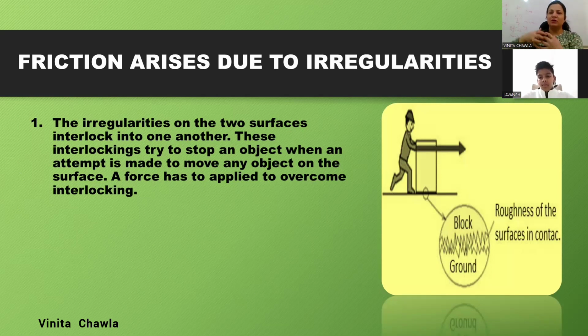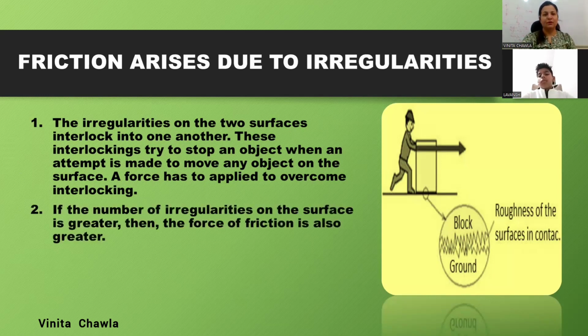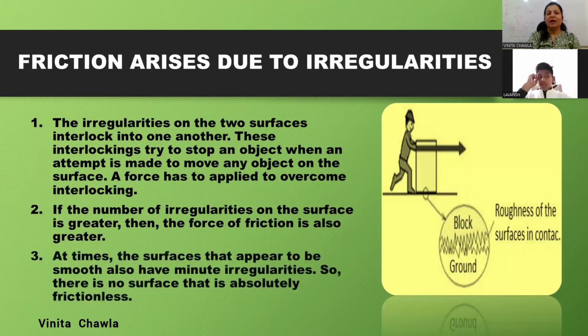When one object is placed on a surface, the irregularities of the object's surface and the second surface get interlocked like this, and we need to apply force to break the irregularities. Only then the object moves. If the number of irregularities on the surface is greater, then the force of friction is also greater. If we have more irregularities, then more force is required to move it. At times, surfaces that appear to be smooth also have minute irregularities.